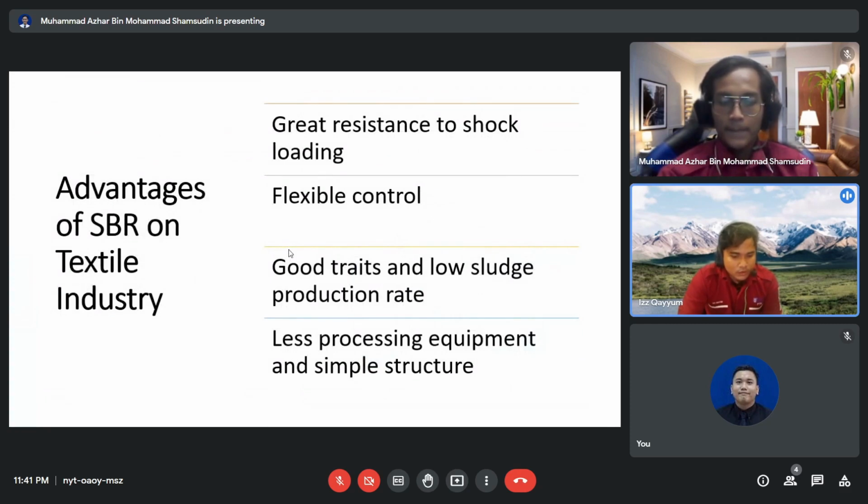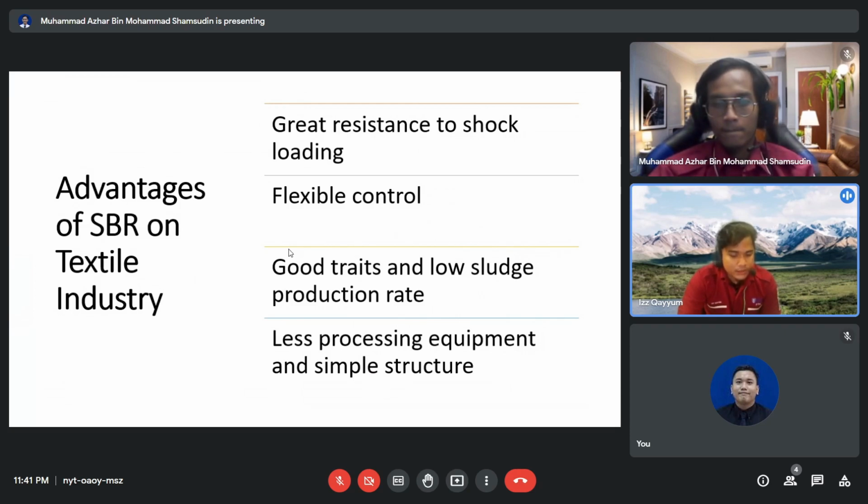The first advantage of SBR is that it has a great resistance to shock loading. The reserve water can effectively resist the impact of water and organic matter. Next is flexible control. The runtime, the total residence time, and gas supply of each stage can be adjusted according to the quantity of inflow or outflow.